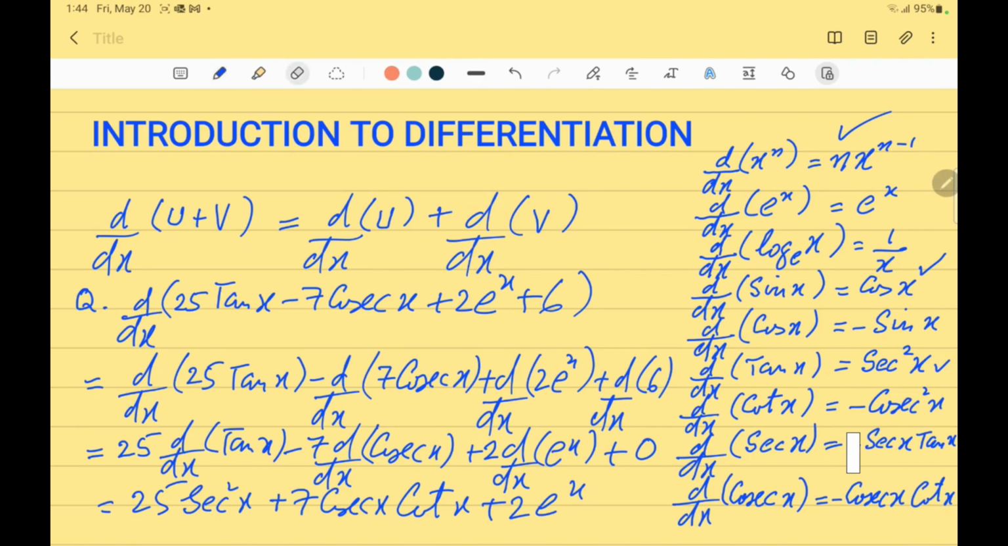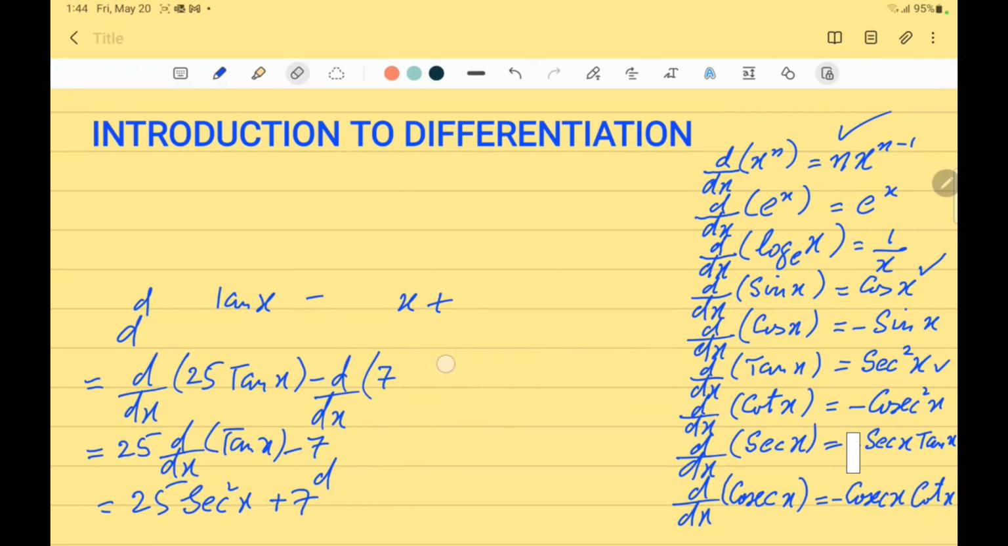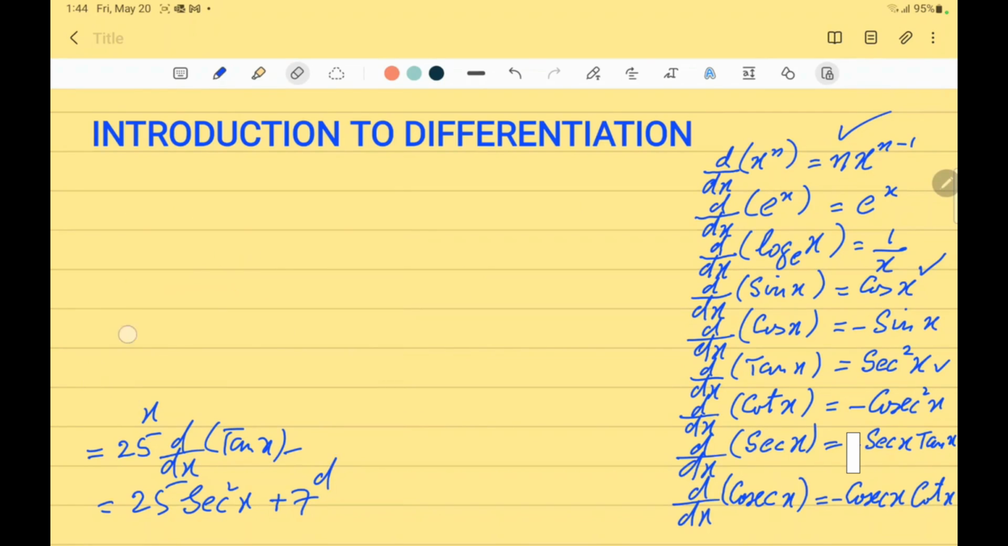Now let's move on to the next formula, where we have to differentiate the product of two functions. In the previous one we were differentiating the sum of two functions. In the next one we are going to do the product of two functions.